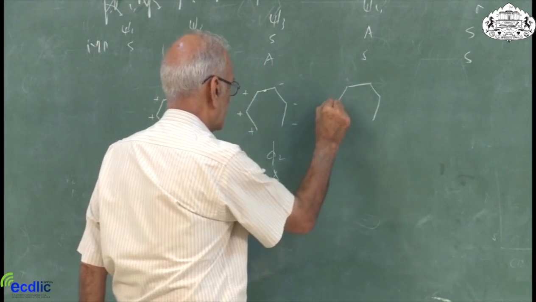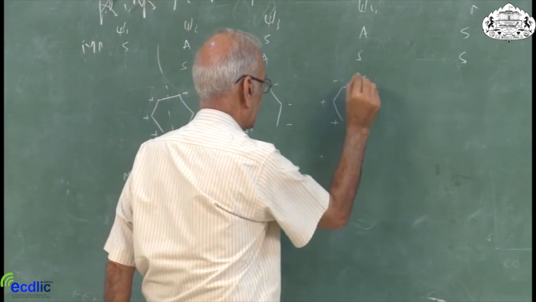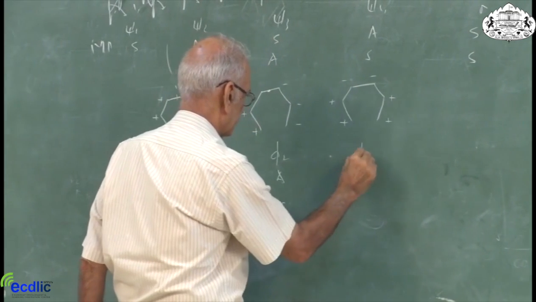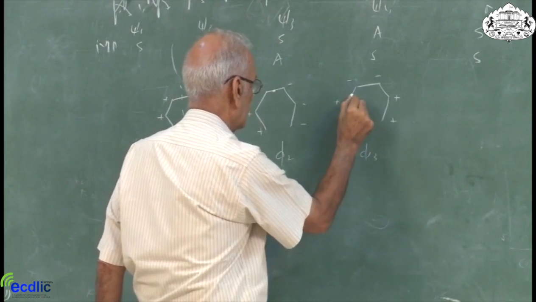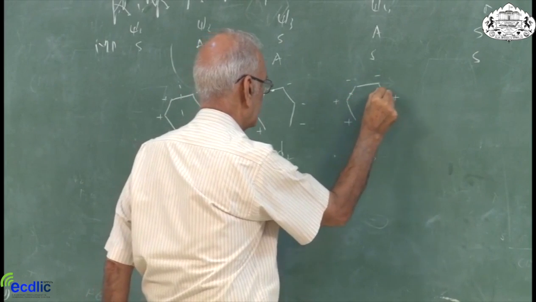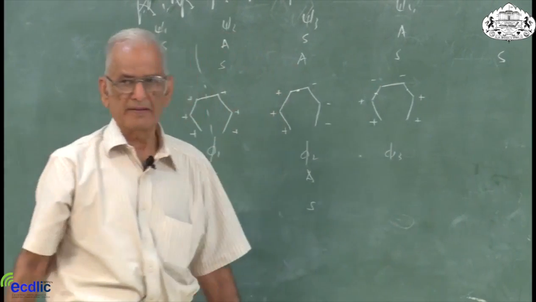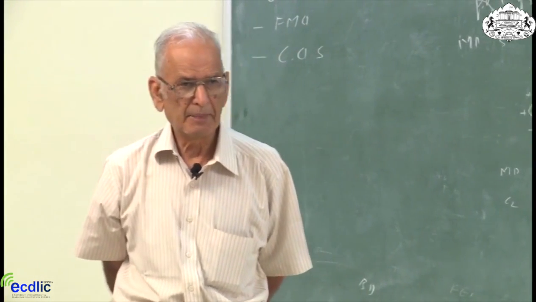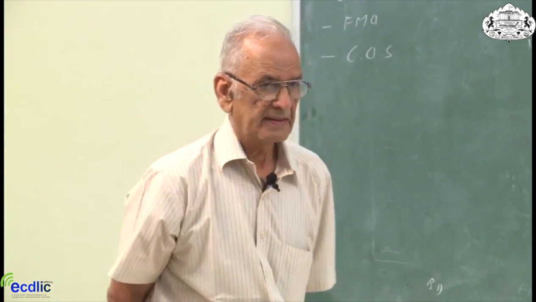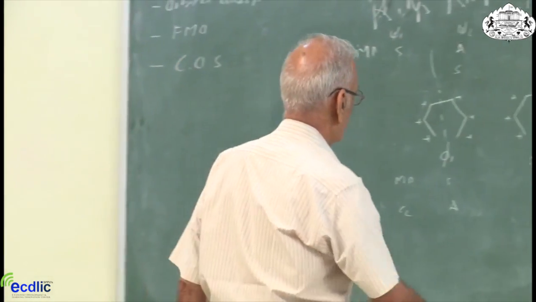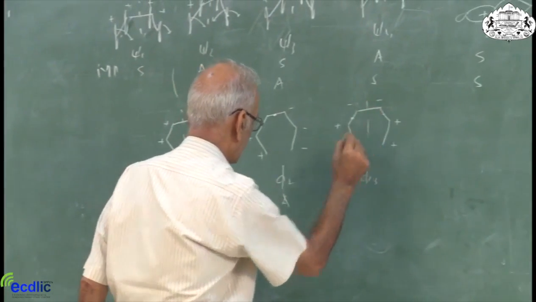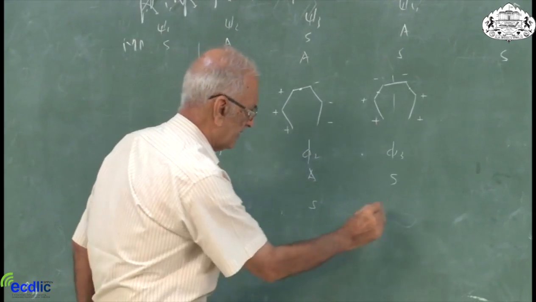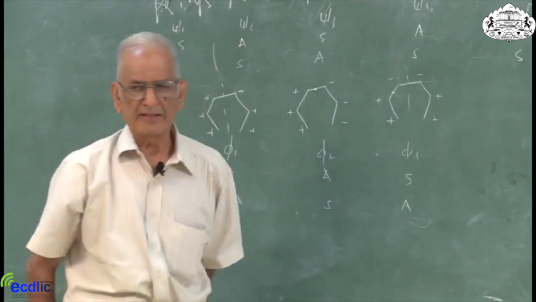What is this? This is your HOMO, plus plus, minus minus, plus plus. How many nodes? One node here, one node here. What is it for mirror plane? Mirror plane is going to be symmetric. C2, first and last are not opposite, so it is anti-symmetry.